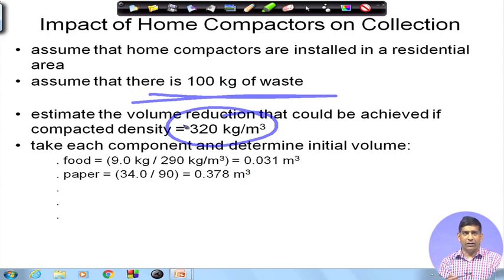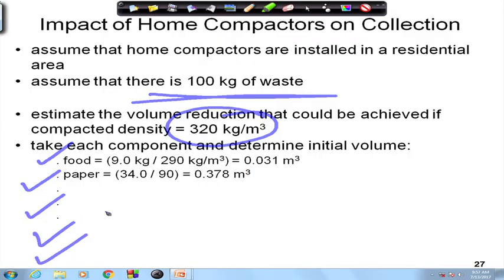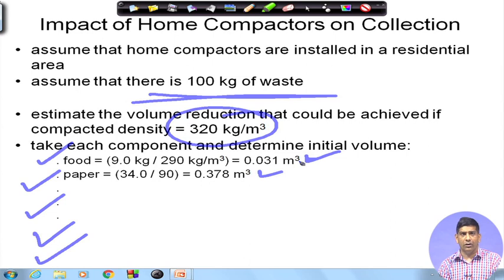So for each of the components, remember from the previous slide, there was a long list. For each of those components, based on their compacted density, you can find out their initial volume from their density. Again, that is Table 3.4, which was presented in the previous slide. You can see it in the previous video, and you will also have a PDF of this whole slide set, which you can look at.